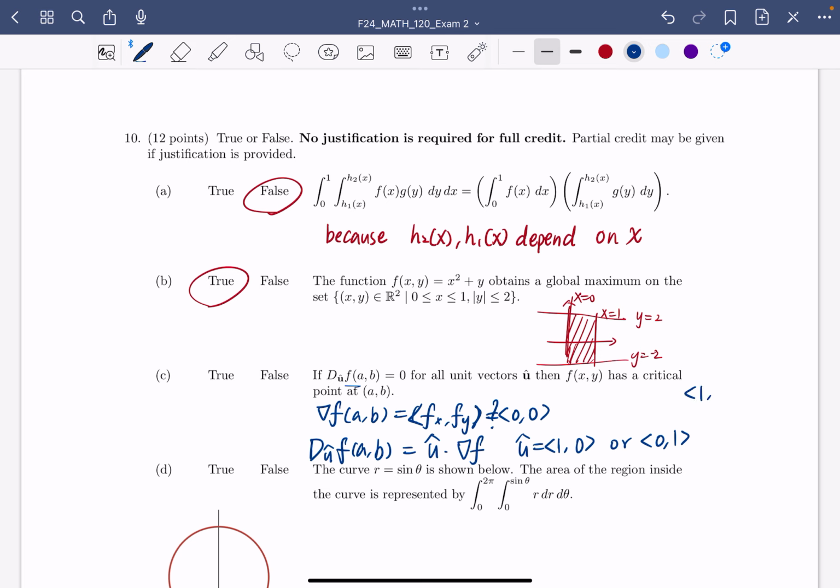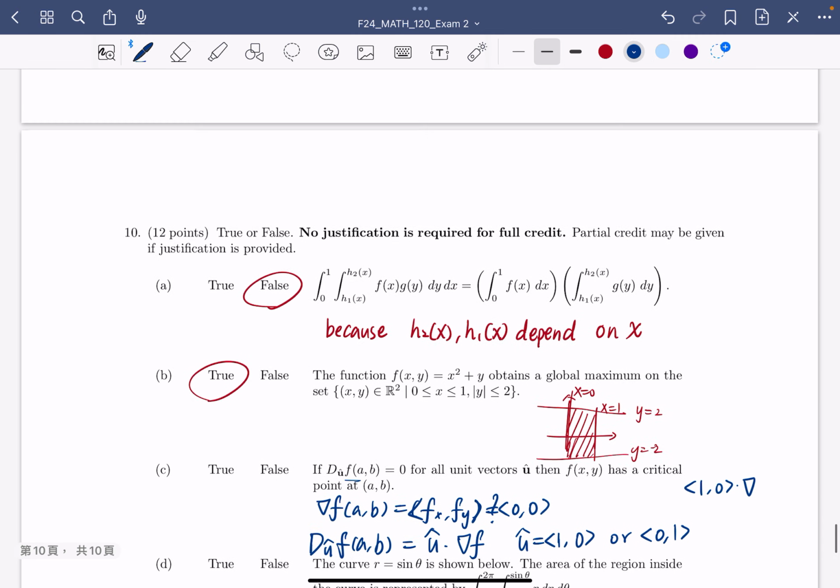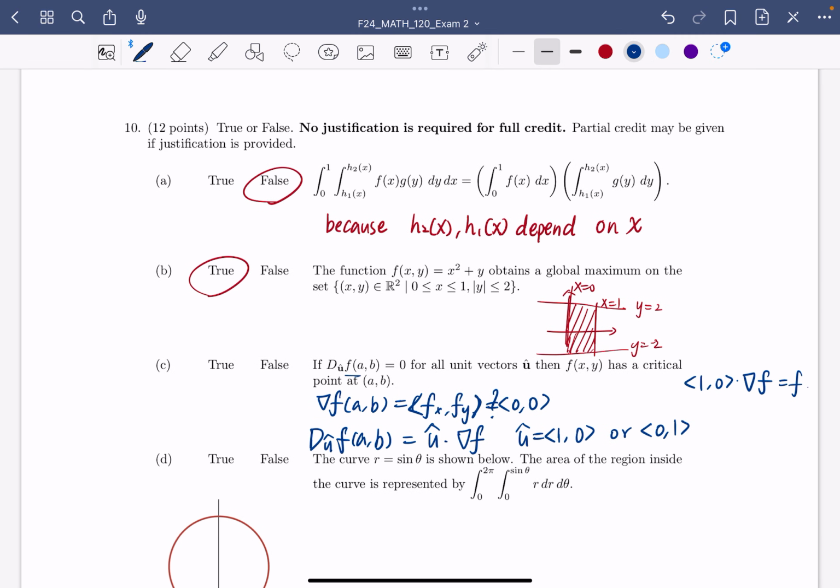(1, 0) dot gradient f, this is fx, and this equals 0, and similarly (0, 1) dot gradient f is fy, and this is 0, right? So yes, the gradient at (a, b) is 0. Thus, f has a critical point at (a, b) if all the directional derivatives for f equal 0. So the answer is true.